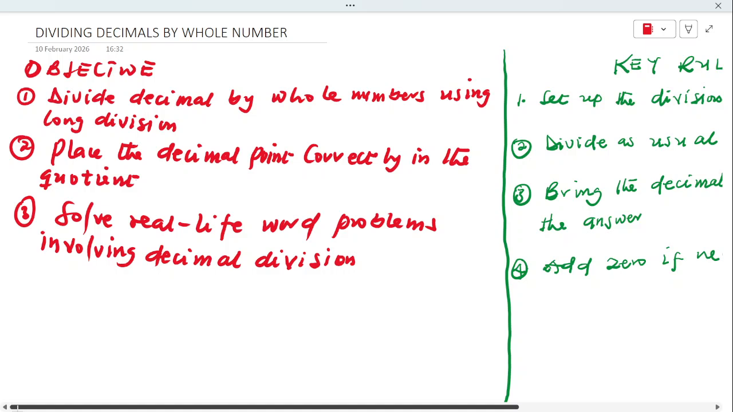By the end of today's video, you should be able to divide decimals by whole numbers using the long division method. You should also be able to place the decimal point correctly in the quotient. And lastly, you'll be able to solve real life word problems involving decimal division.